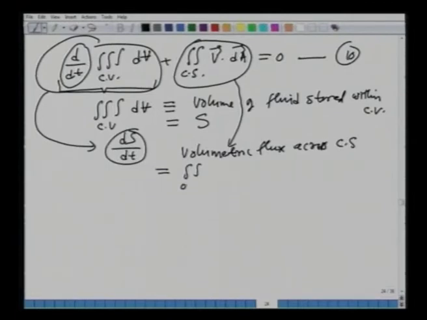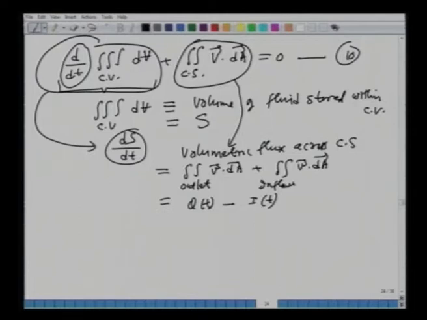Let us say at the outlet region or the outflow region, what is V dot dA, and at the inflow region, what is V dot dA? And this we say is equal to the flow at the outlet region, let us say it is Q, the volumetric flow rate, and this is I, the inflow in volumetric flow units. Let us say this is equation number 12, if the earlier one was 11. So, we put 11 and 12 into 10.